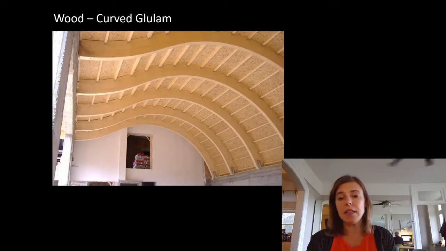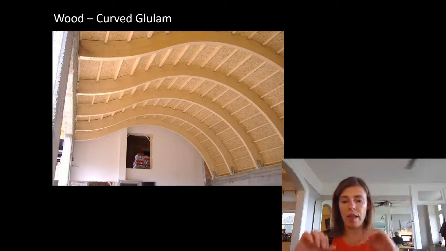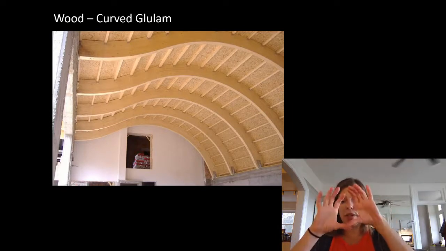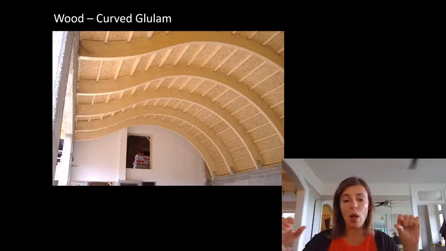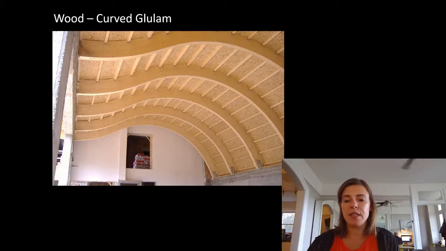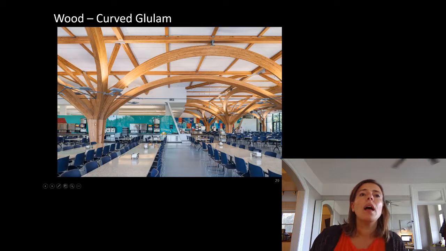Like steel, it's hard to curve big elements, but you can curve small elements. Glulam is a series of small elements glued together to make one big element. So if you can curve each of your small elements and then glue them together, you can get a much tighter radius than you would from the one big member. Here's more curved glulam elements.